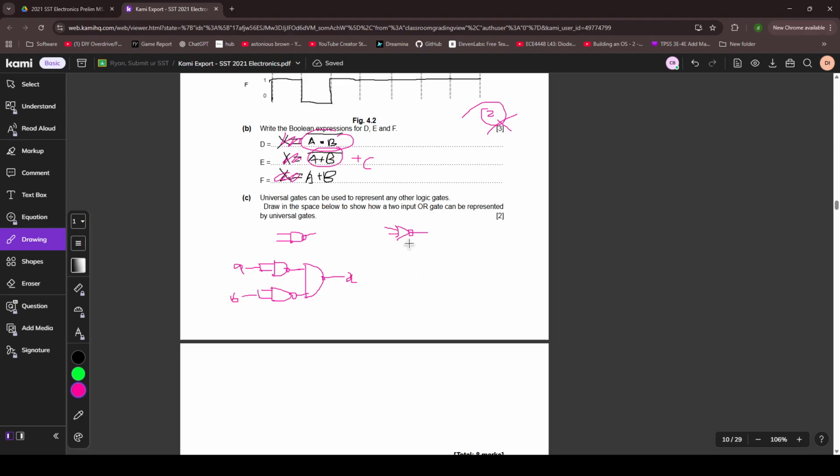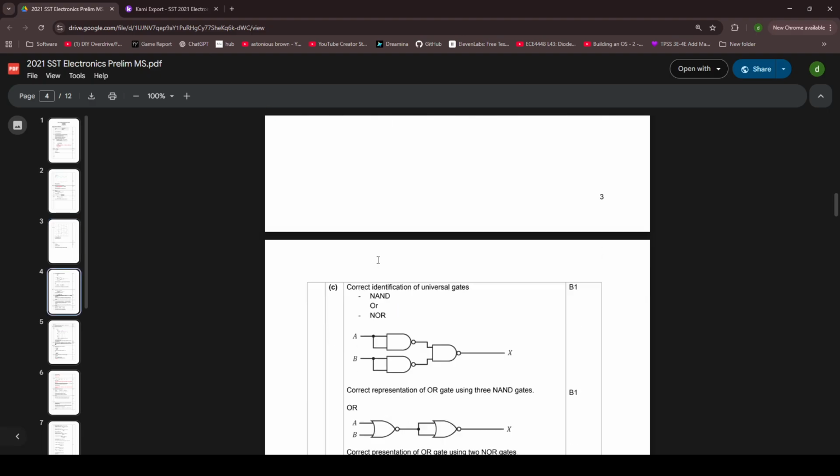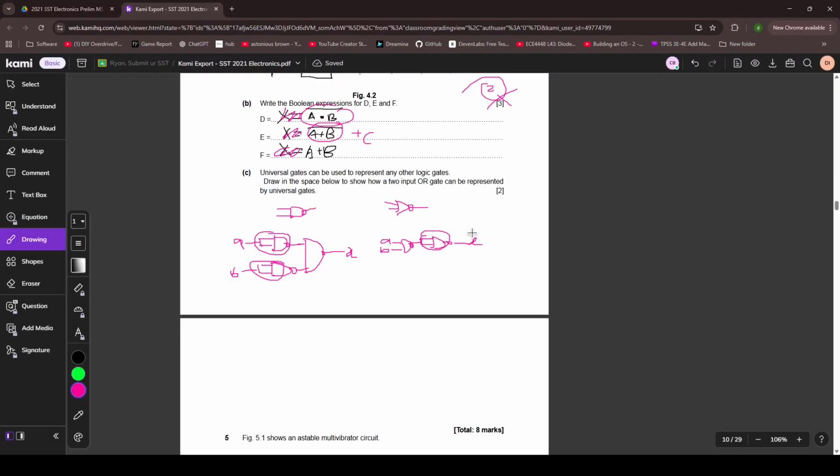For NOR, it's actually much simpler. It's just this. Hold on. Am I going insane? No. Okay, it's like this. Just note that these bits here are inverters. And that's all I'm going to say. Am I right or am I right? Whoa, I'm right. Okay, let's move on.